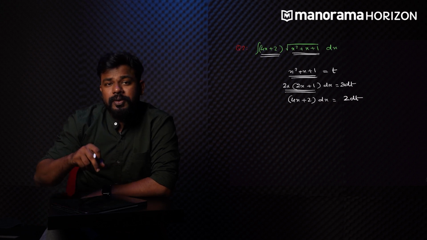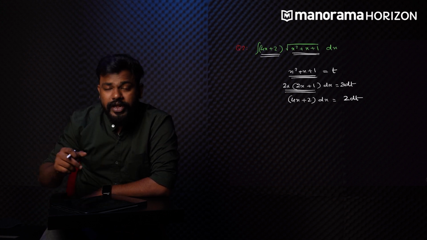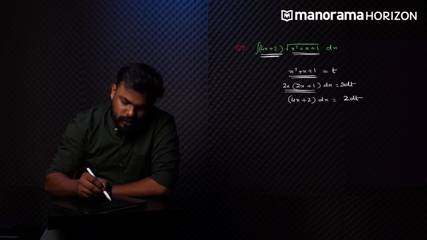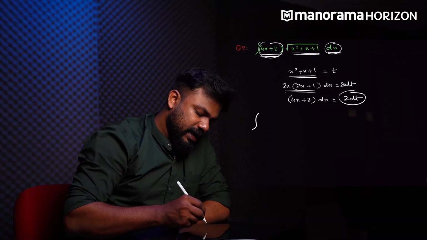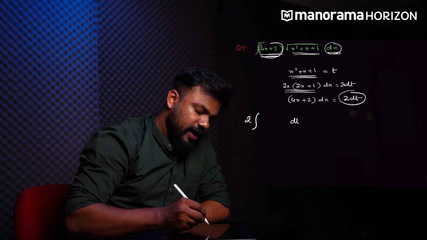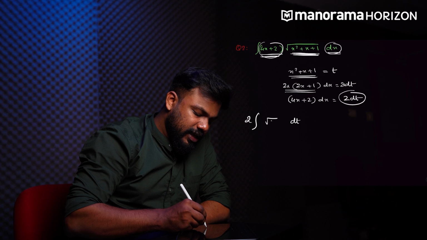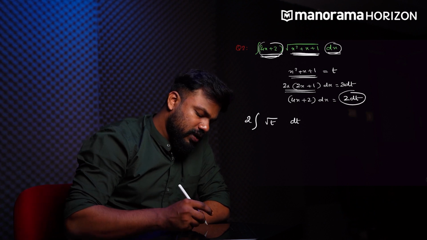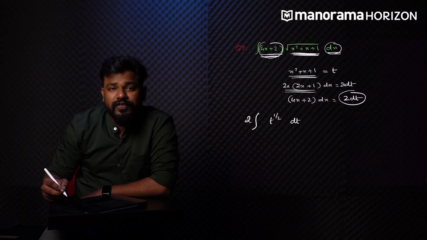So instead of (2x plus 1) dx is equal to dt, now I got (4x plus 2) dx is equal to 2 dt. So this (4x plus 2) dx can now be written as 2 dt. So integral 2 dt, I'm writing it over here. And this one becomes what? Inside the root I have only t, so root t. And you know what? Root t is nothing but t raised to 1 by 2. So what is the integral of t raised to 1 by 2?